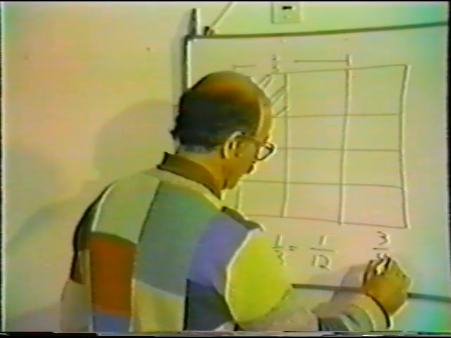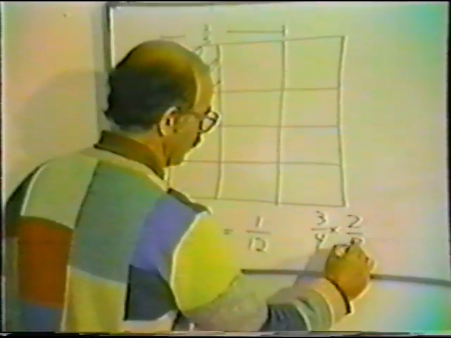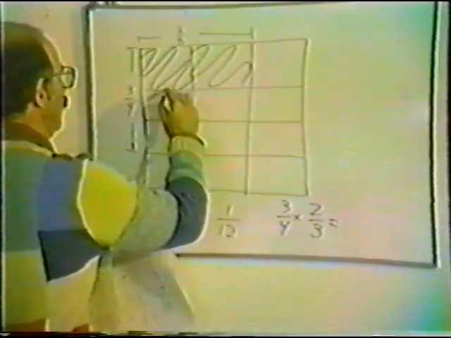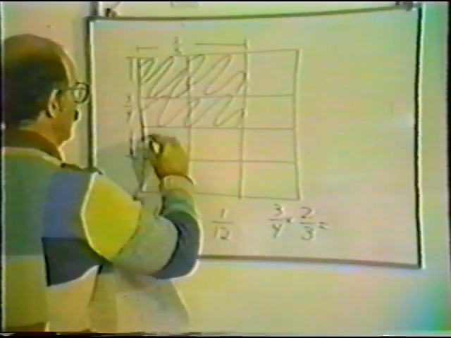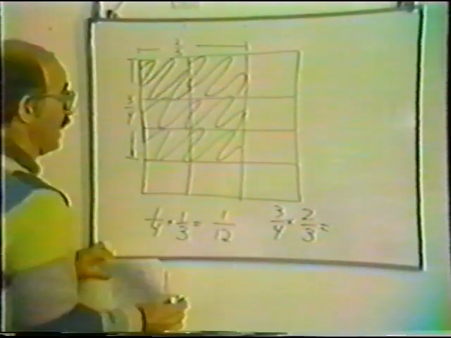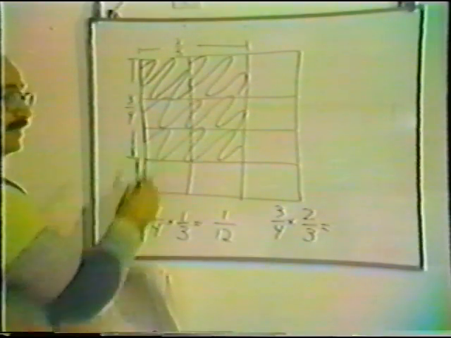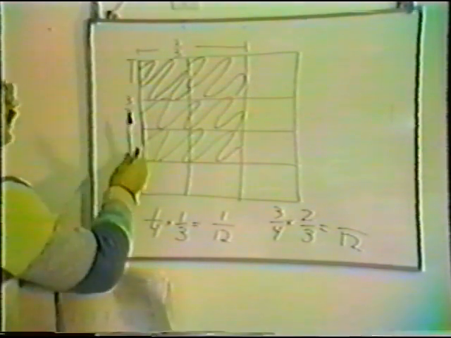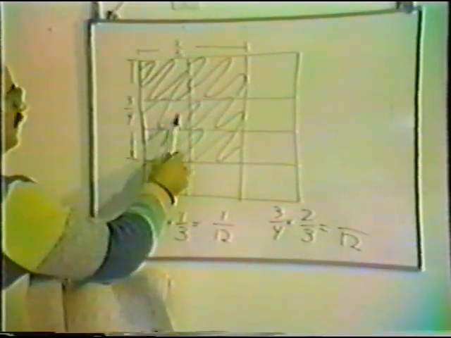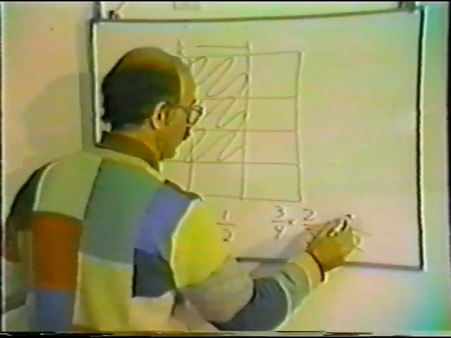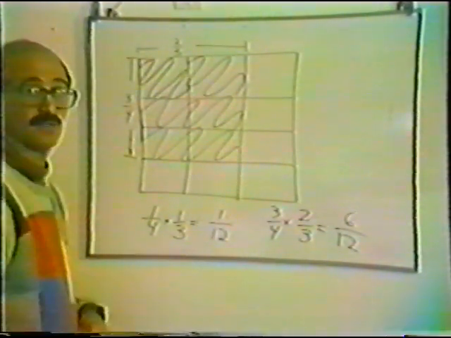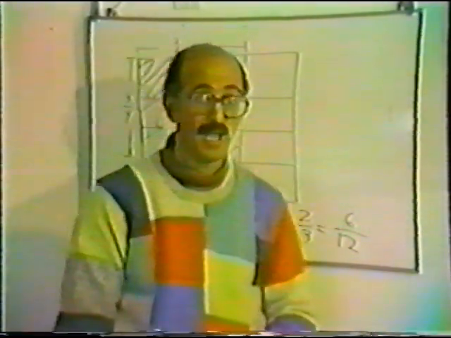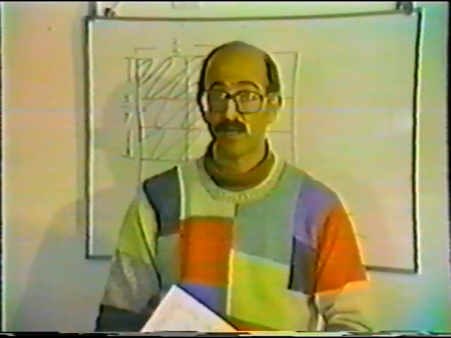So this time it's 3/4 times 2/3. Well, we are going to be eating all this. How many pieces are there in the whole pizza? 12. And how many are we going to eat? 6. 1, 2, 3, 4, 5, 6. We are going to eat 6/12 of that pizza.